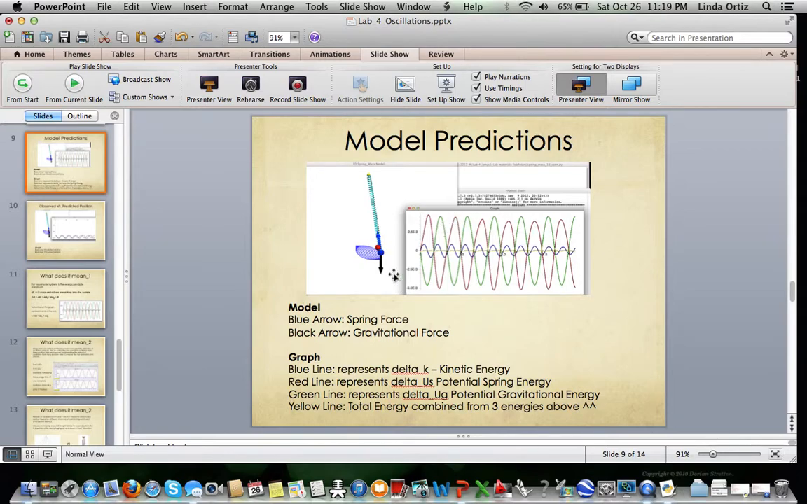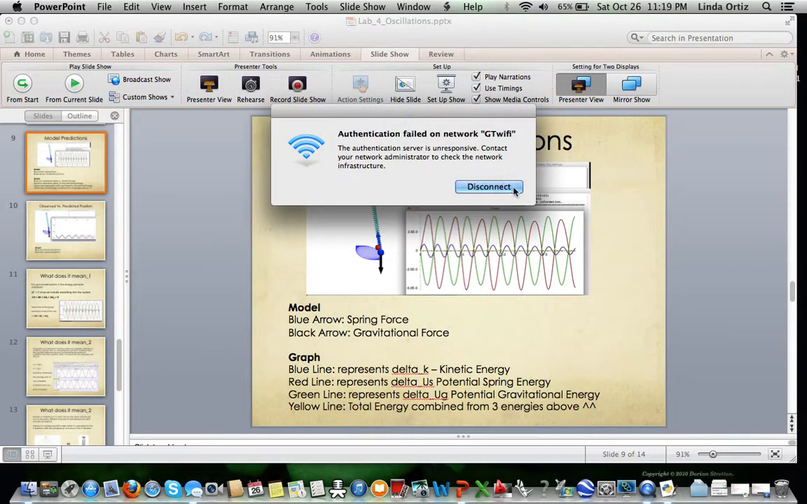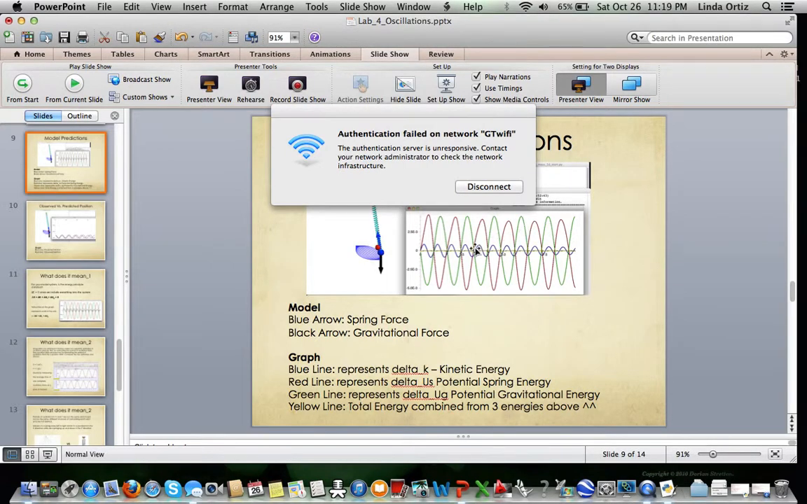So model predictions. The blue arrow within the model represented the spring force. The black arrow was gravitational force. Within the graph, the blue line was the delta K kinetic energy. The red is the potential spring energy, and the green is the gravitational energy. The yellow line down the middle, 0, is our total energy, and therefore concludes our observations earlier that all these energies together add up to the energy total, which is 0.